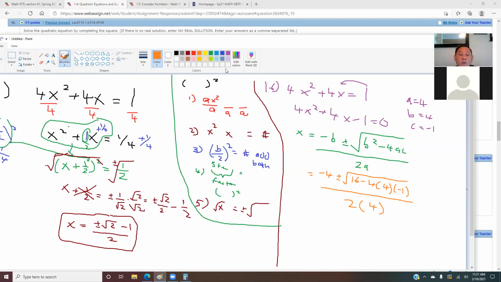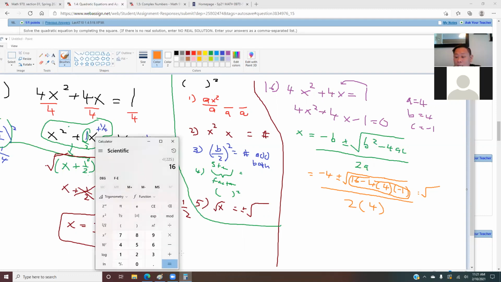Okay. And then you need to use your calculator to figure out what this is inside the square root. So you just take 16 times -4 times -4, because 4 times -4 is -16. Okay, so it's 16 plus 16. So your answer should be 32.